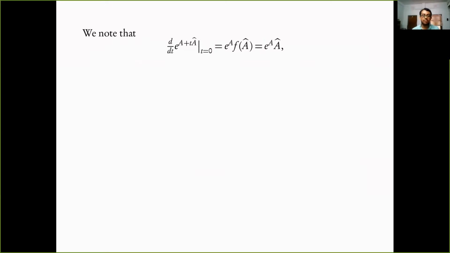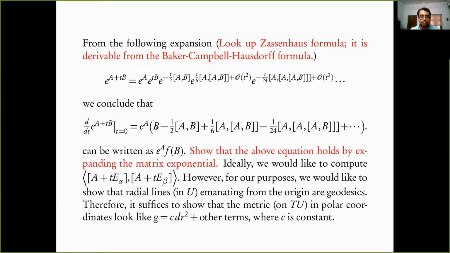So the first thing that you note is A hat is going to be the unit vector, as I said, in the direction of A. So what is d by dt? Well, I'm claiming d by dt is e raised to A times f of A hat, but f of A hat is A hat. So I'll just give you a moment to have a look at it. I'll go back to the next slide in a moment. So I'm claiming that this velocity is nothing but e raised to A times A hat. Why is that? Well, remember, I'm replacing B with A hat everywhere. So this is A hat minus half of the Lie bracket of A with A hat, 1/6 of these Lie brackets all the way through, correct?